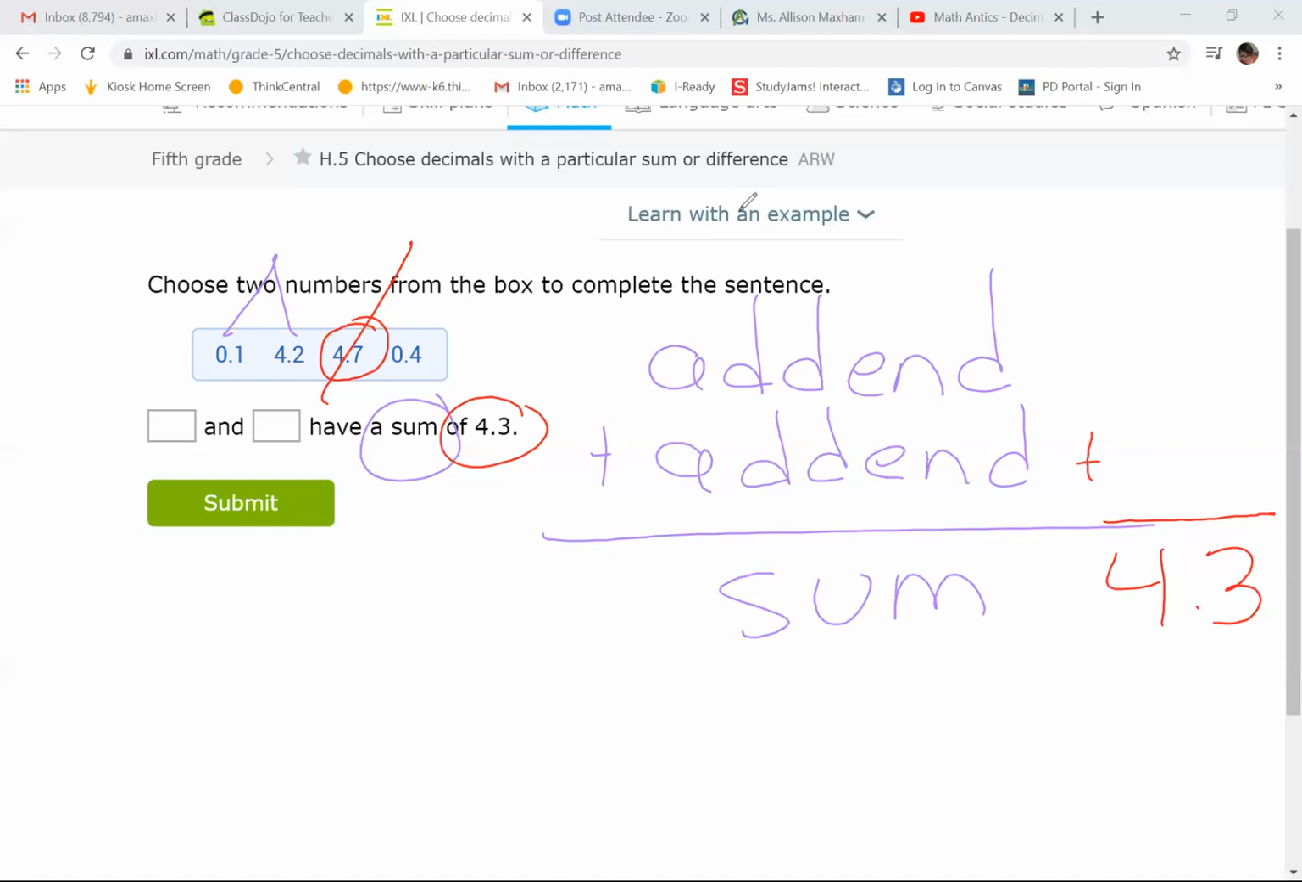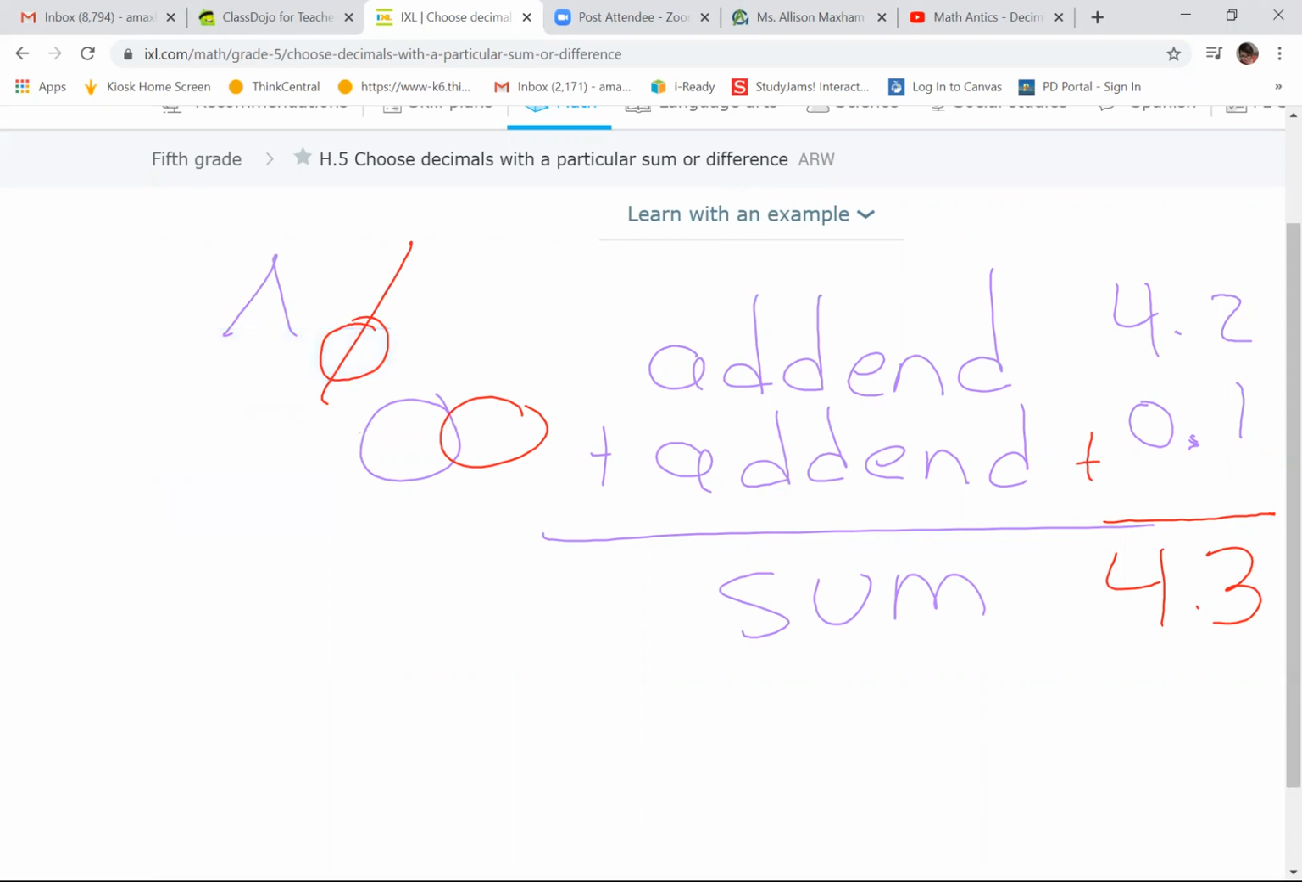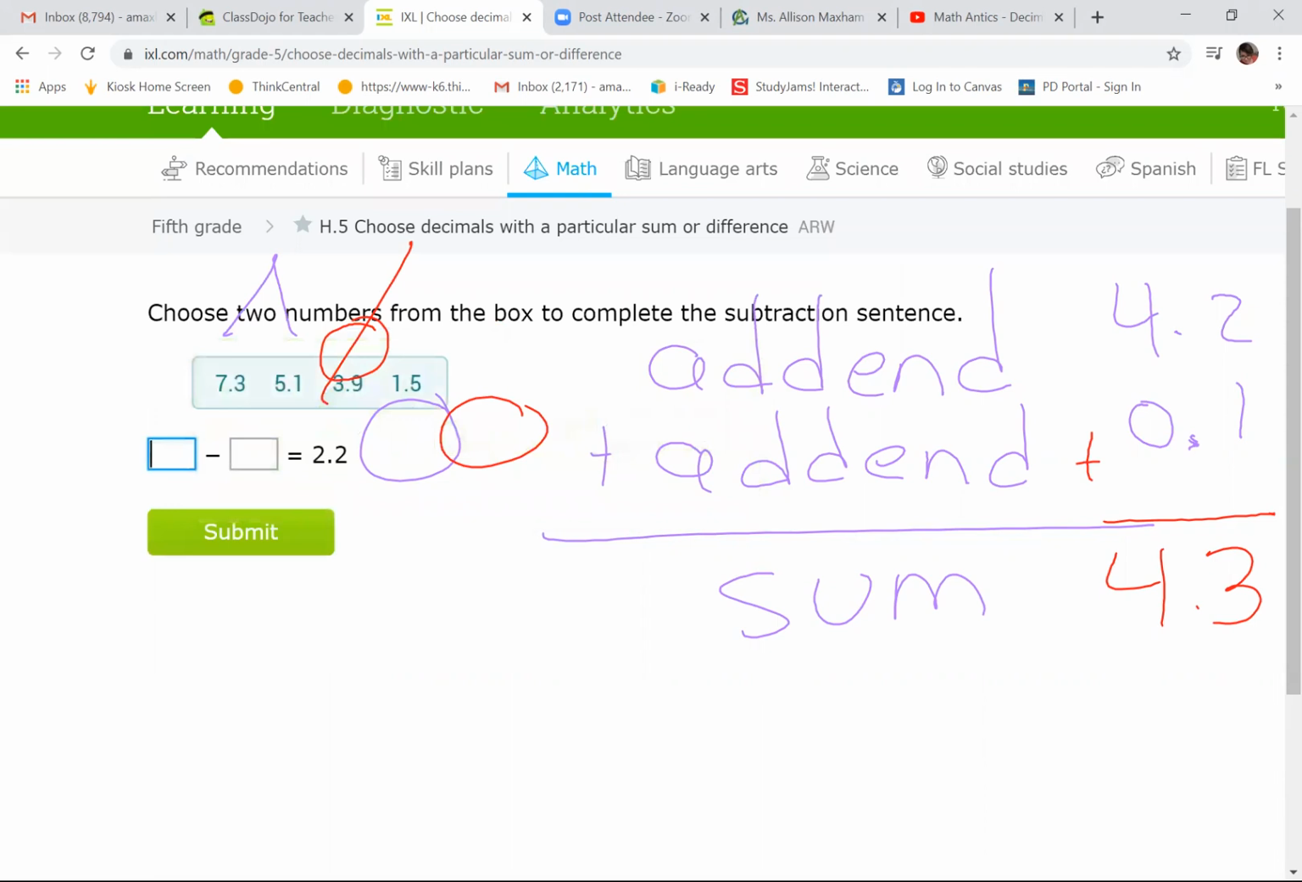Oh, if 2/10 plus 1/10 equals 3/10, then 4 and 2/10 plus 0 and 1/10 will equal 4 and 3/10. Absolutely. So our answer is 1/10, and what was the other one? Was that right? That's right. Let me clear.